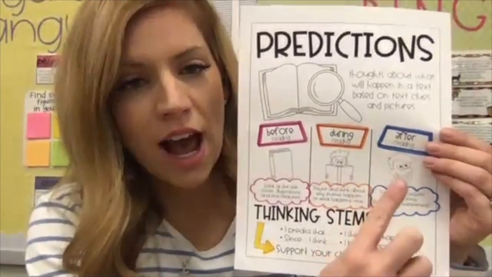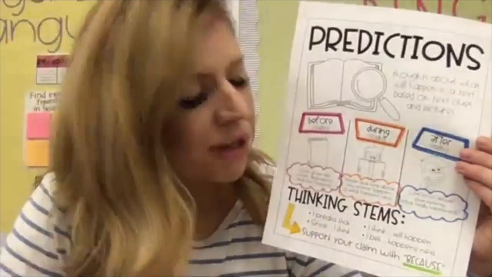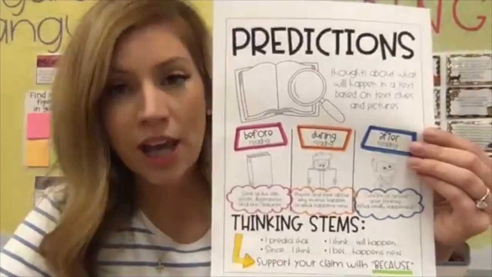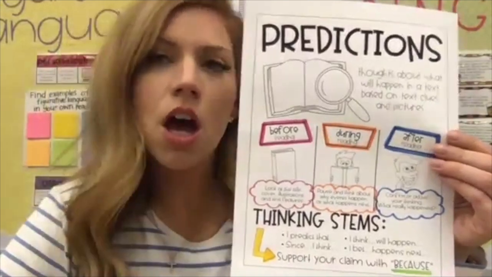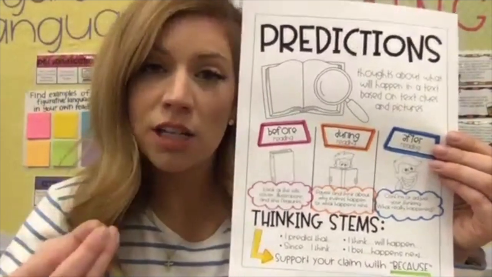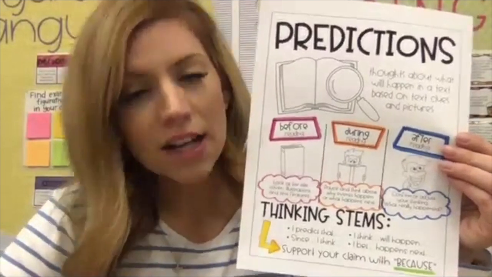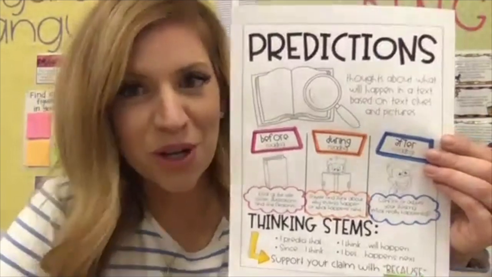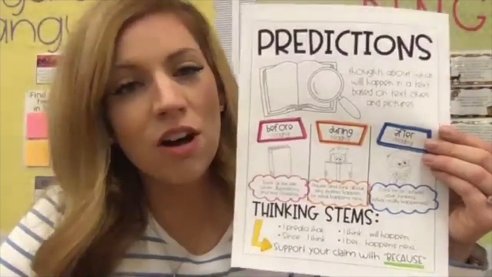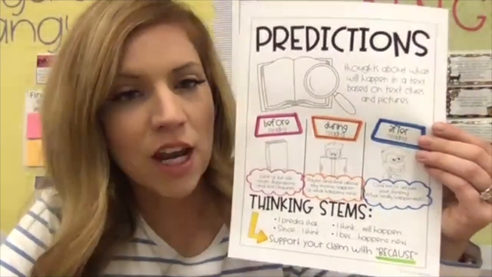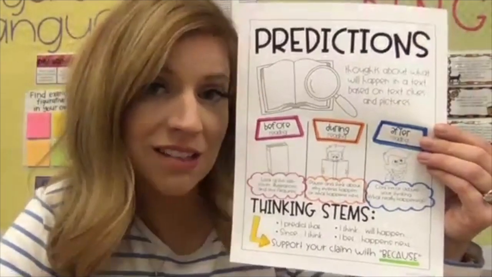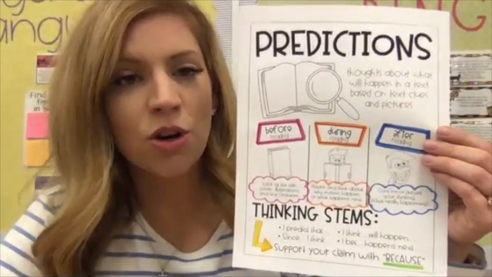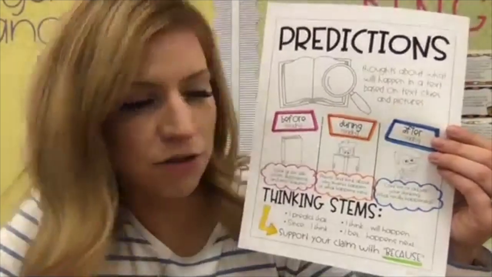And then, of course, after reading, you are going to confirm and adjust your thinking. So you're either going to confirm, yes, what I predicted actually happened, or you're going to adjust by thinking, oh, that's why this happened. Or, oh, I didn't see that coming. Sometimes we love stories because we couldn't see things happening. In nonfiction text, a lot of times it helps us to better understand something in science or social studies once we stop and think or confirm or adjust our predictions after reading.